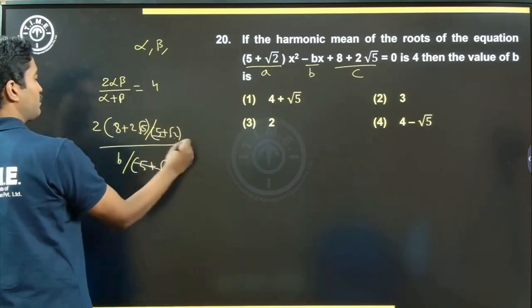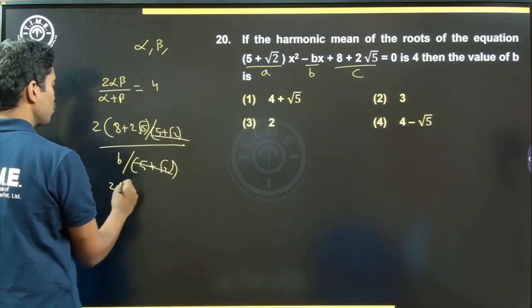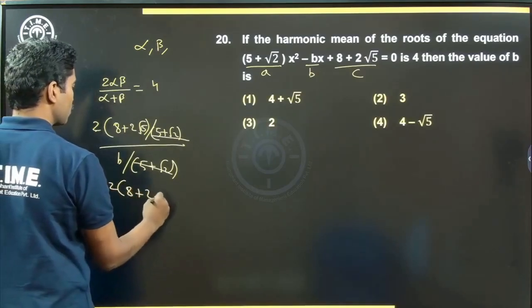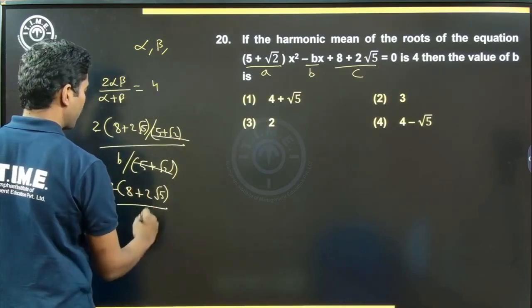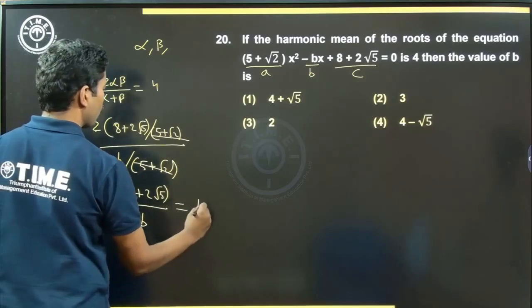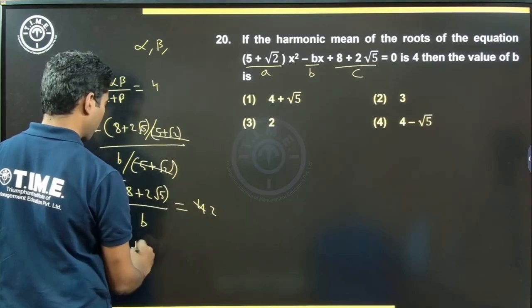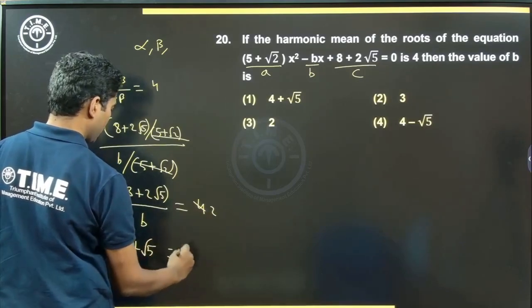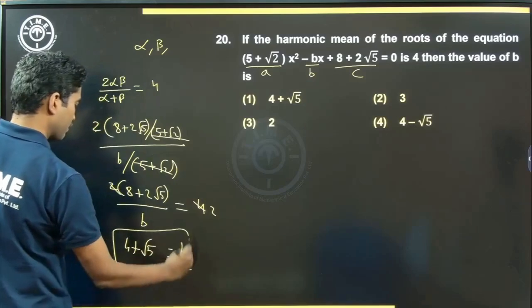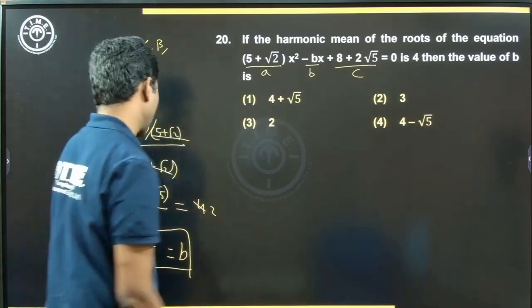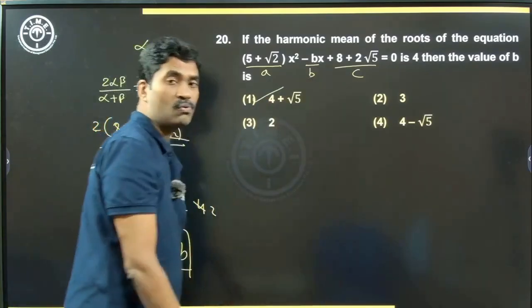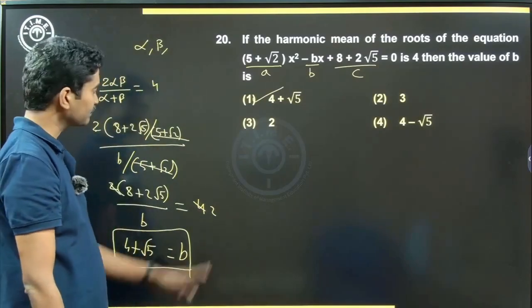So 5 plus root 2, 5 plus root 2 cancels. What do we have? 2 into 8 plus 2 root 5 by b is equal to 4. Okay, 2 cancels here again. 4 plus root 5 is equal to, when I cross multiply, b. So b is equal to 4 plus root 5.